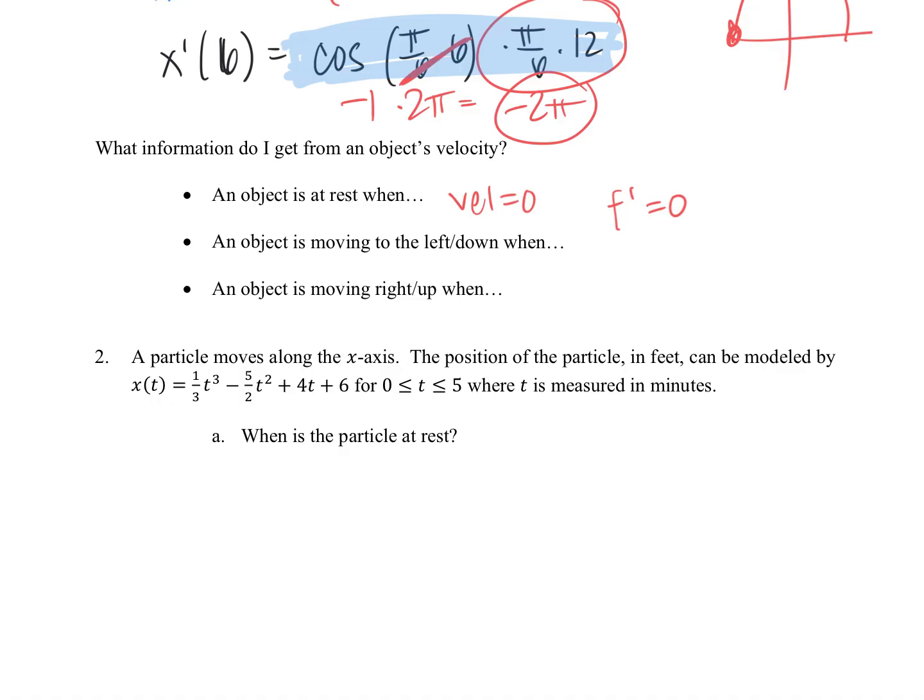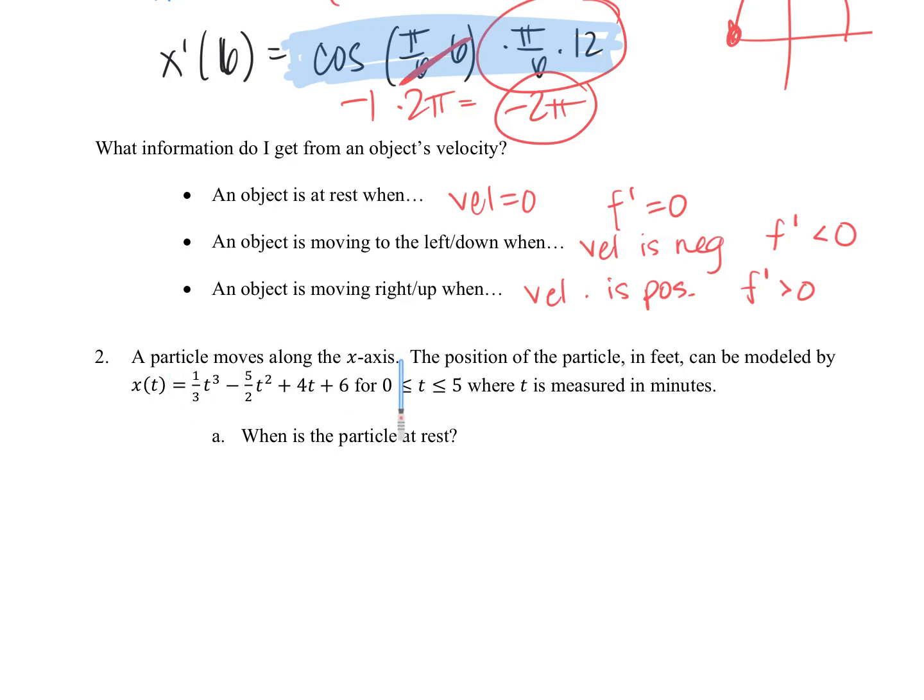If I'm moving left, what's my velocity? My AP Physics kids, you've seen this a lot. So when my velocity is negative, another way to say that is just when f prime is less than 0. I'm just writing these in different ways. Am I moving to the right when my velocity is positive? Velocity is positive, or you could just say f prime is greater than 0. Here we go. Let's put this in motion then.